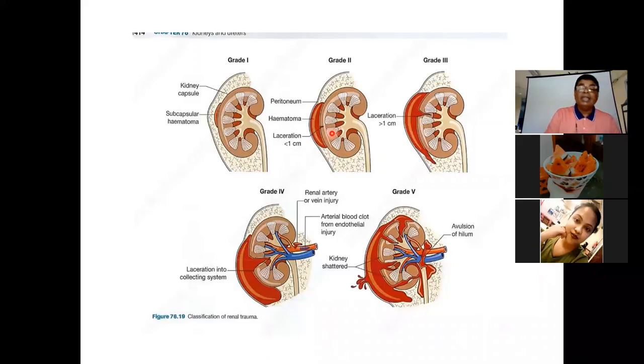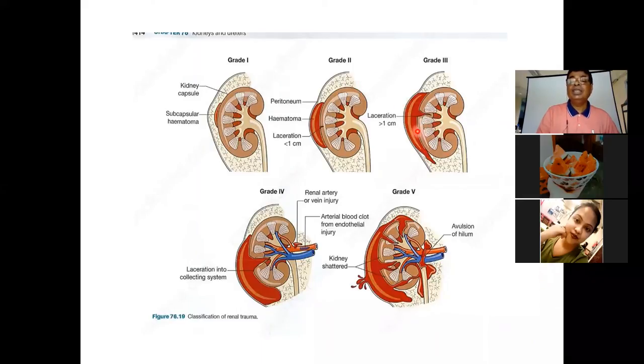And this hematoma is not expanding. So if you get this sort of injury, where they mention laceration of the renal parenchyma less than 1 centimeter, the laceration is not involving the collecting system of the kidney, and there is a hematoma which is not expanding further, you can label it as grade 2 injury.